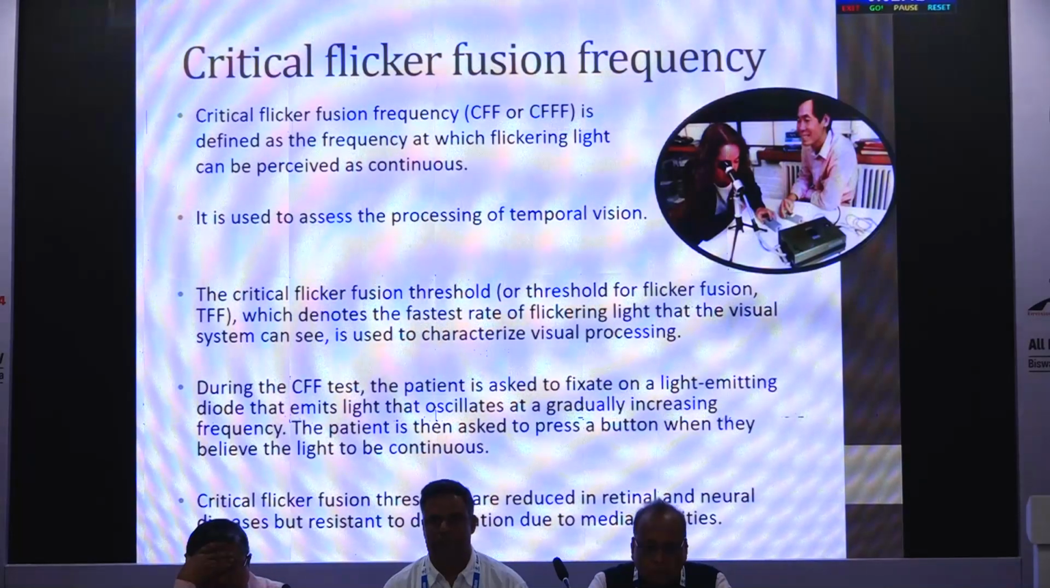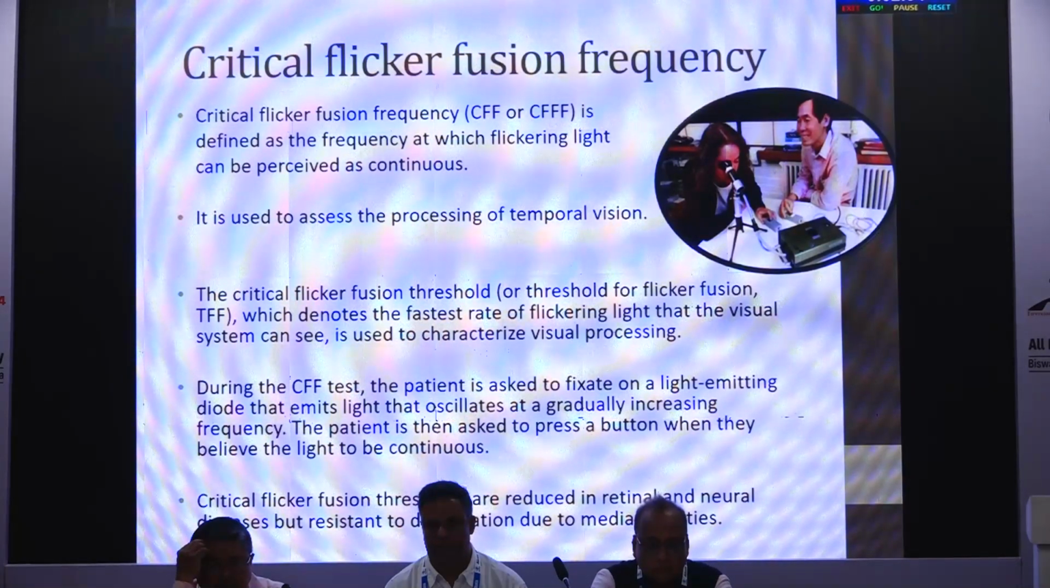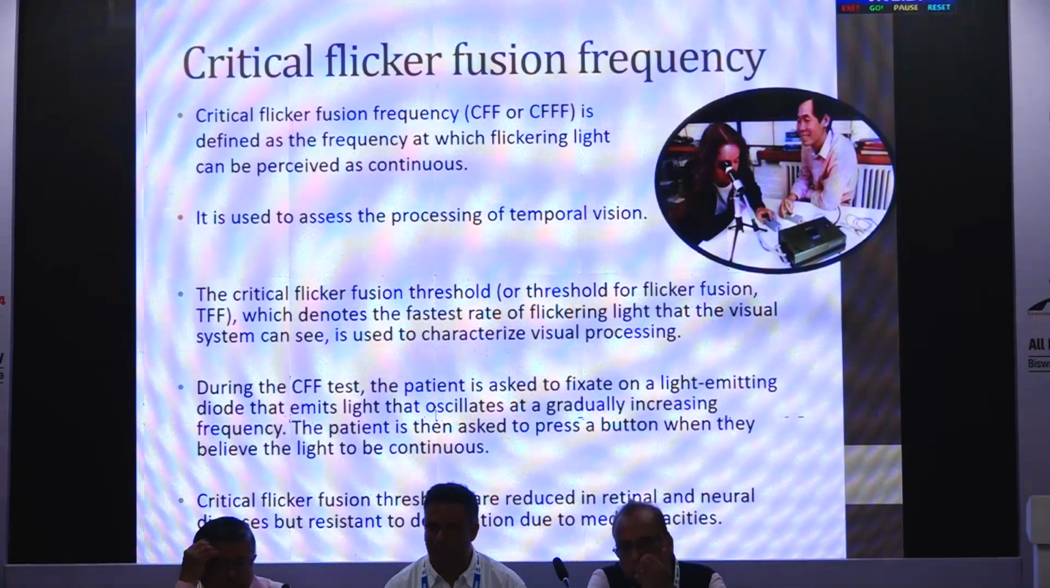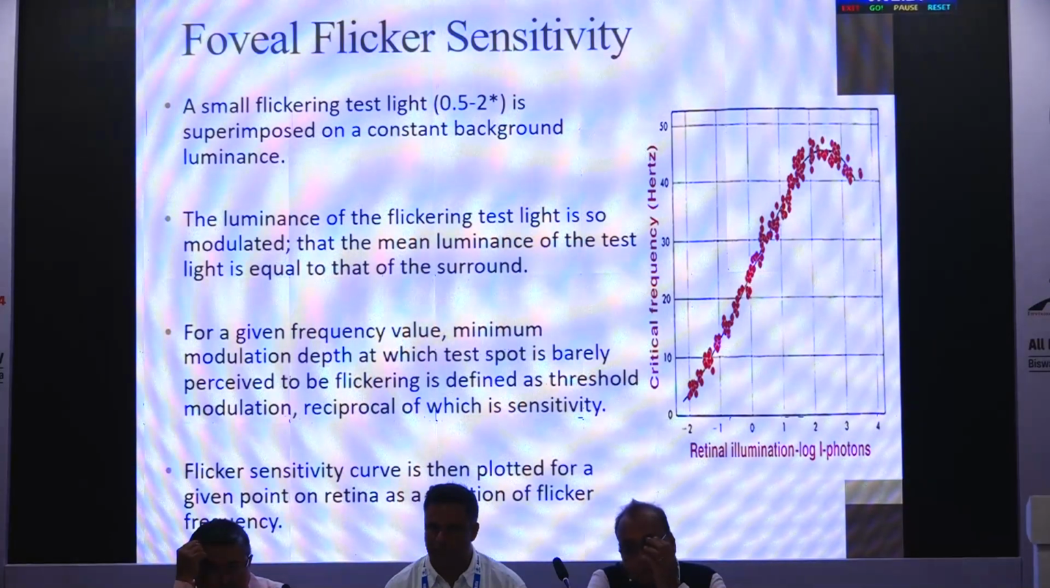During the critical flicker frequency test, the patient is asked to fixate on a light emitting diode that emits light oscillating at a gradually increasing frequency, and the patient is asked to press a button when they perceive the light to be continuous. So this is reduced in retinal and neural diseases, but resistant to degradation due to media opacities. This is how it is recorded.